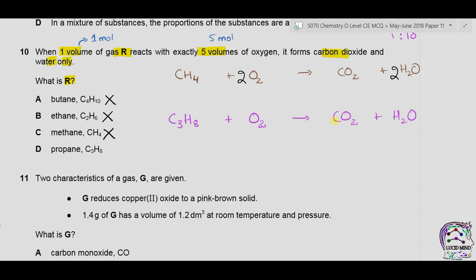We have 3 carbon atoms, so we can write 3 with CO2. We have 8 hydrogen atoms, so we can write 4 with H2O. Now we have 6 and 4, 10 oxygen on the product side, so we can write 5 with O2 to make it 10. Now we can see that 1 volume of propane requires 5 volumes of oxygen. So this is according to the statement. Correct answer is D.